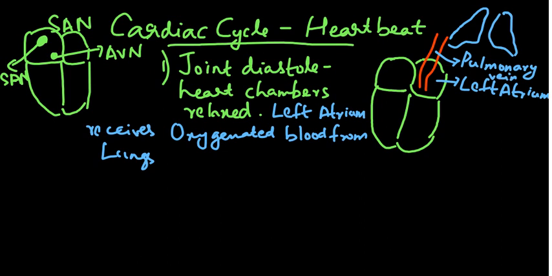Similarly, during this time, the right atrium of the heart also receives blood. The right atrium receives blood from the tissues through the vena cava. The right atrium receives deoxygenated blood.